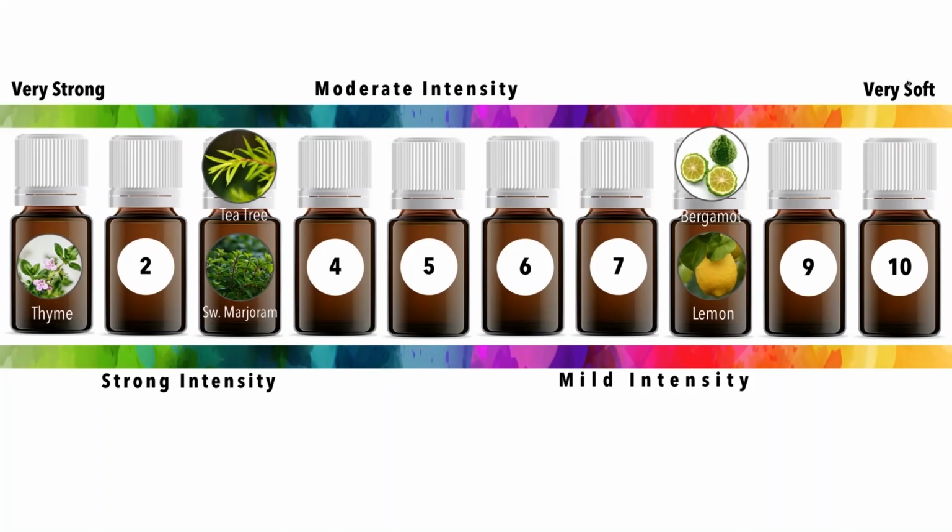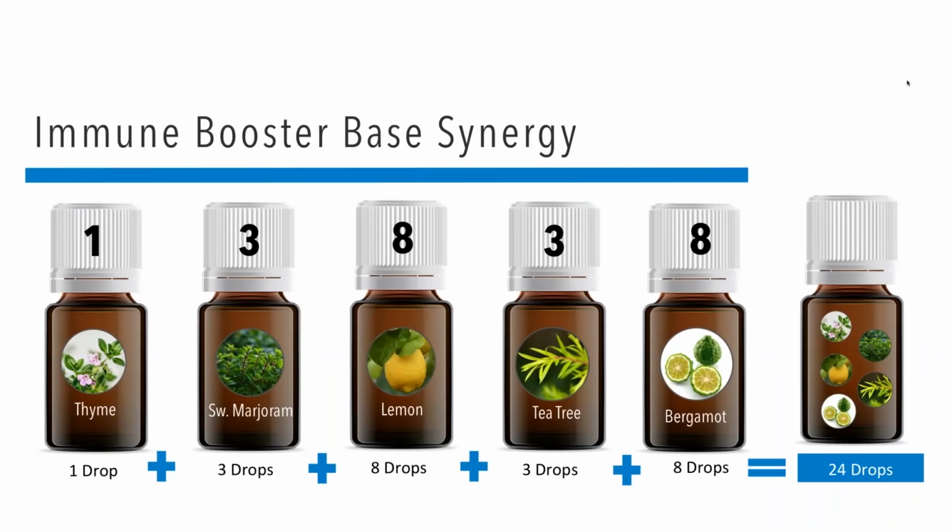So thyme is a 1 on the intensity scale. That correlates to 1 drop of thyme oil in the blend. Sweet marjoram is a 3, 3 drops. Lemon is an 8, 8 drops. Tea tree is a 3, 3 drops. Bergamot is an 8, 8 drops. That means that we arrive at 24 total drops.